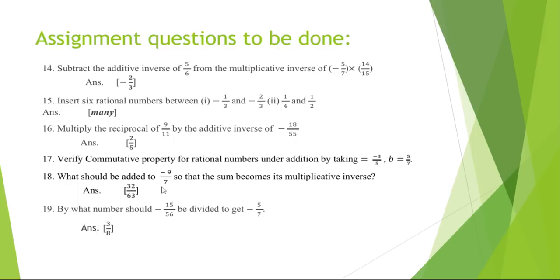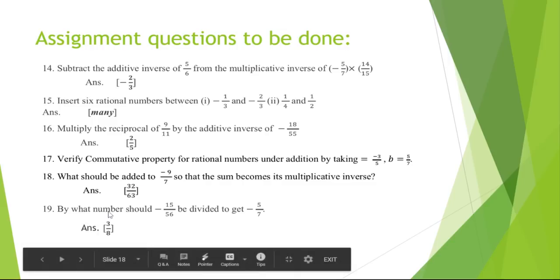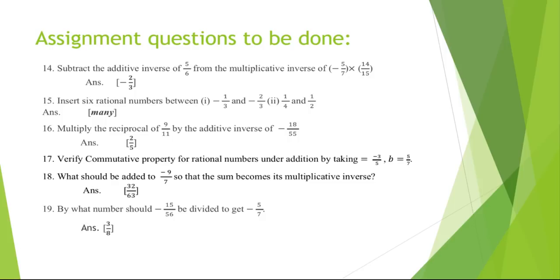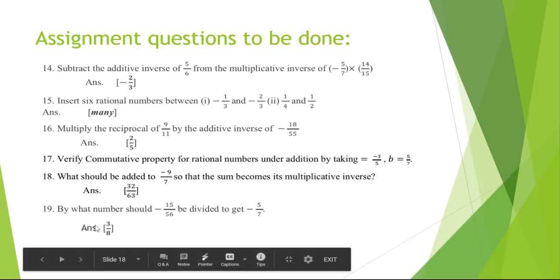Now in the 18th question, what should be added to minus 9 by 7 so that the sum becomes its multiplicative inverse? What is the multiplicative inverse of minus 9 by 7? It will be minus 7 upon 9. Since you know that the minus sign remains in the numerator, the answer has been given. You can easily verify your answer. Question number 19. By what number should this be divided to get minus 5 by 7? And you can easily verify your answer. It will be 3 by 8.